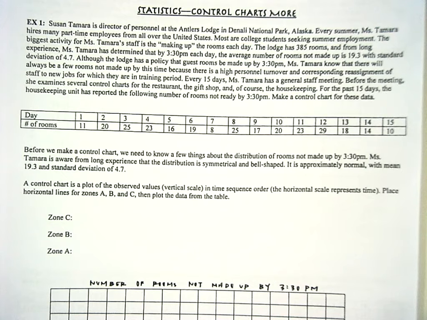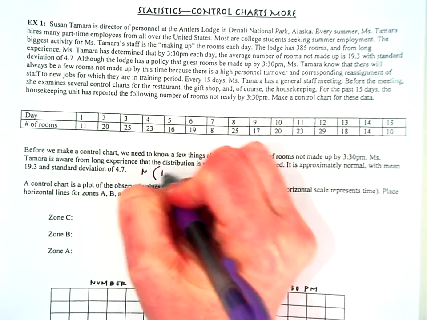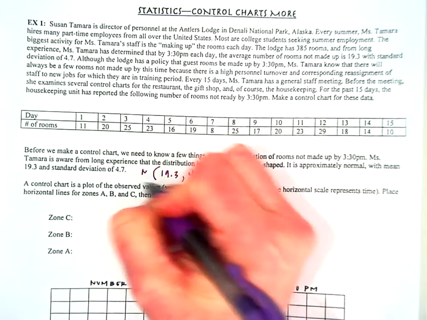All right, so we're given a set of data, 15 days, and we're looking at the number of rooms that are not ready by 3:30. So before we make a control chart, we need to know a few things about the distribution of rooms not made up by 3:30. Mrs. Tamara is aware from long experience that the distribution is symmetrical and bell-shaped. It's approximately normal with a mean of 19.3 and a standard deviation of 4.7. So usually you see me summarize that somewhere. I'll do it right here. Normal distribution, 19.3 is the mean with a standard deviation of 4.7.